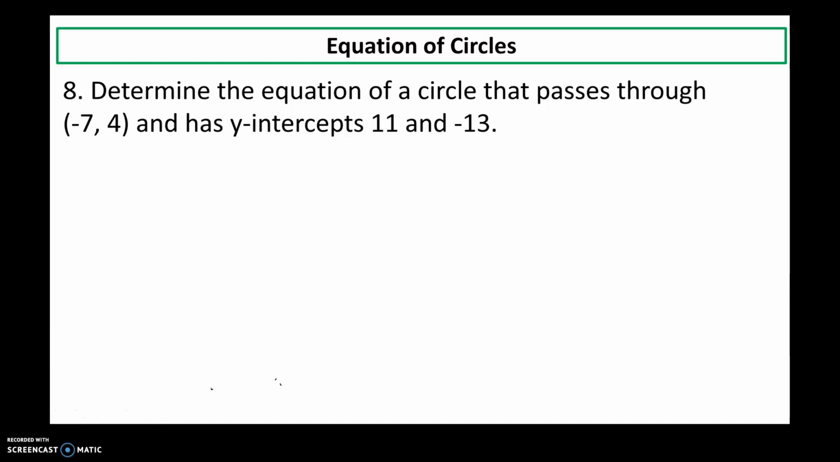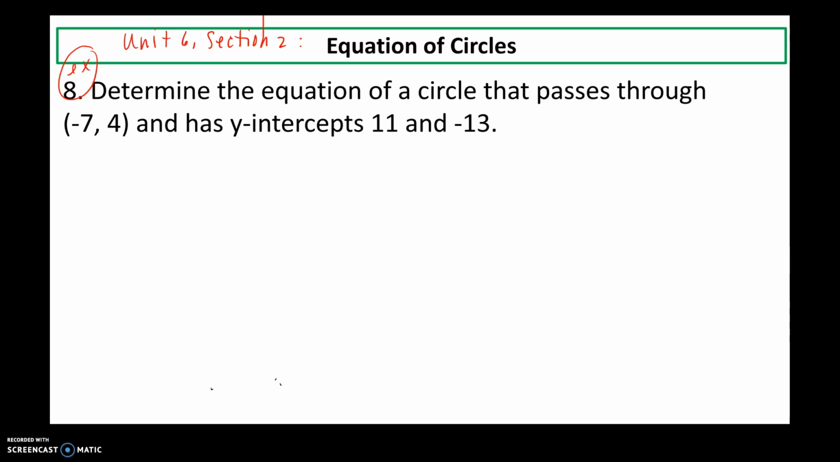Okay, so these problems we would have done in class. So Unit 6, Section 2. And this is the example from the notes packet. Determine the equation of a circle that passes through the given point and has y-intercepts.